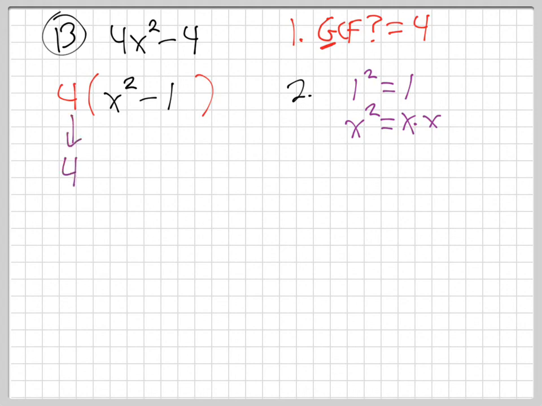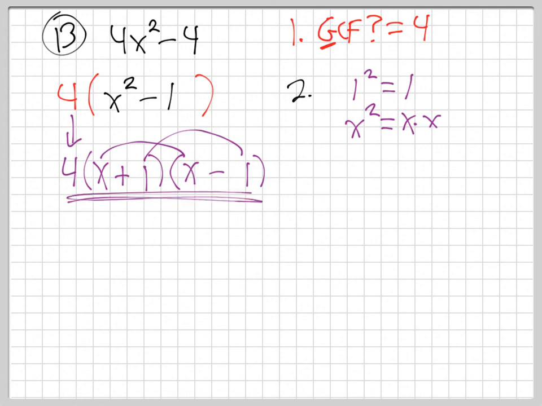4 stays in the front, then two parentheses. X and x makes x squared. 1 and 1 makes 1. And what signs do we need? One's positive, one's negative, to make x squared minus 1.